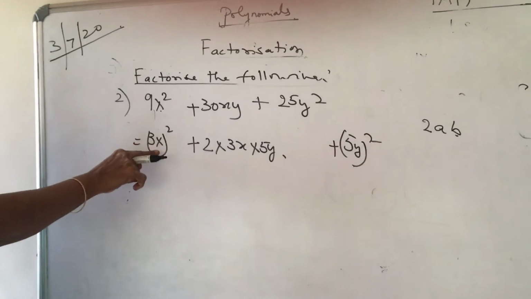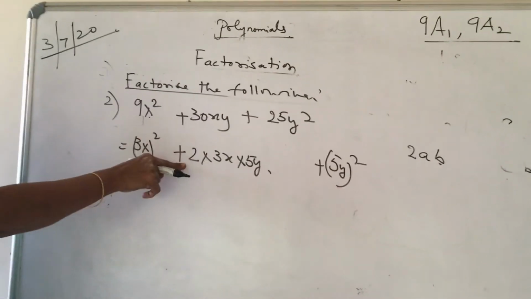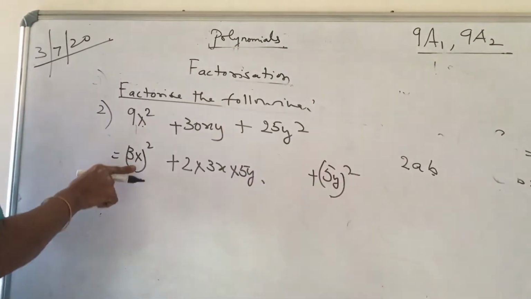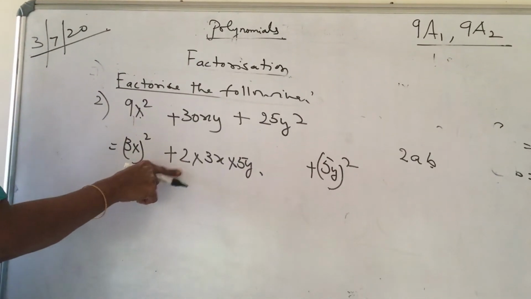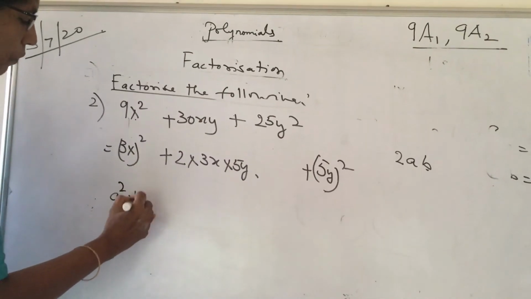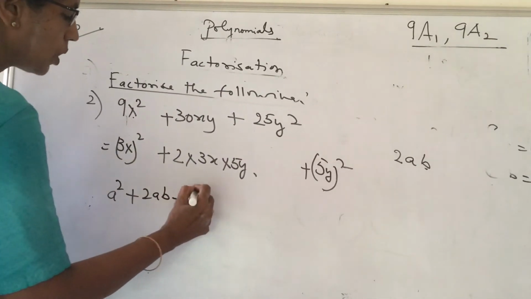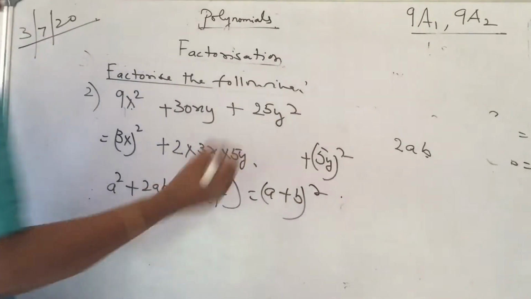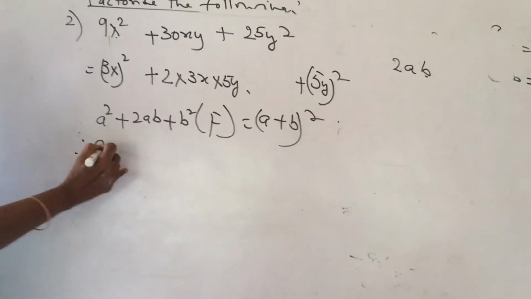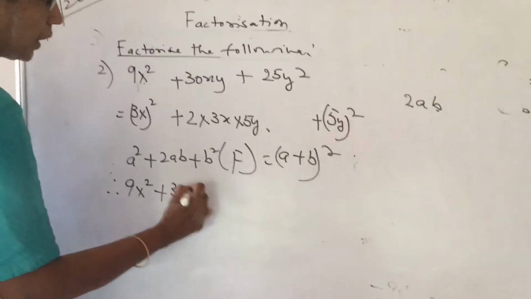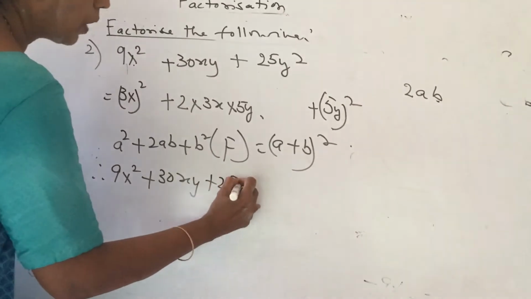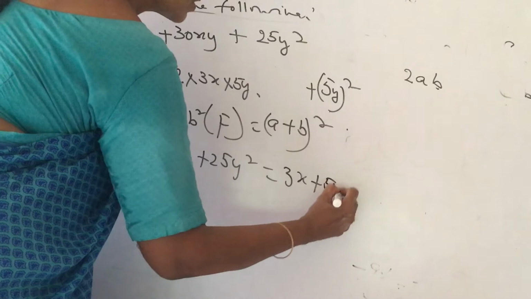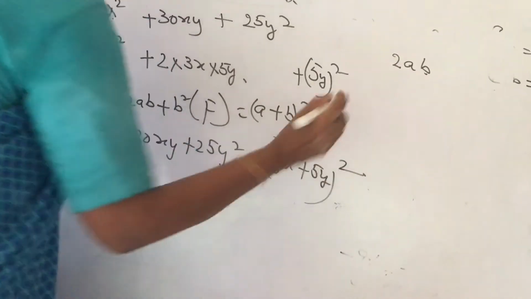This is in the form of a square plus 2ab plus b square. A square plus 2ab plus b square factors is equal to what, children? It is a plus b the whole square. Therefore, 9x square plus 30xy plus 25y square is equal to 3x plus 5y the whole square.